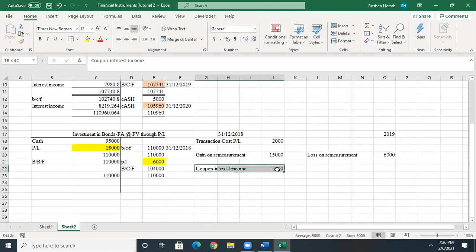Again, you receive the coupon. Willingly or unwillingly, you have get hold of this instrument.